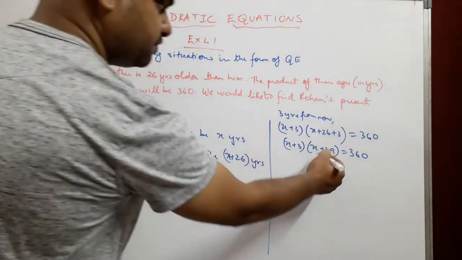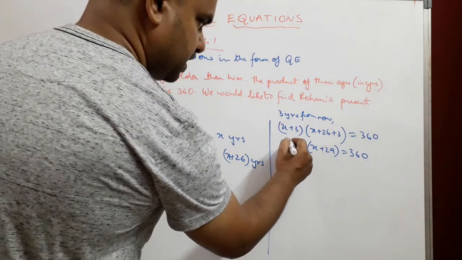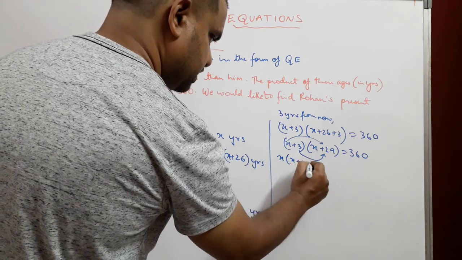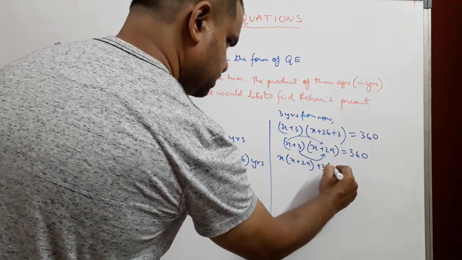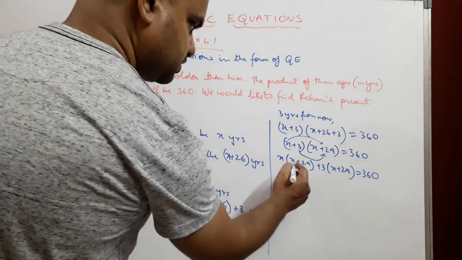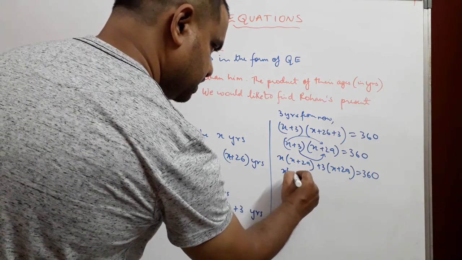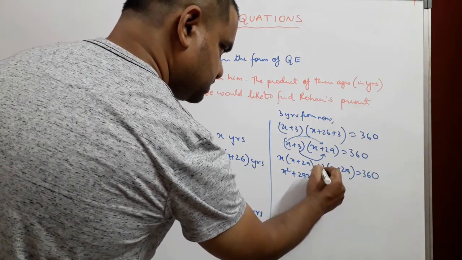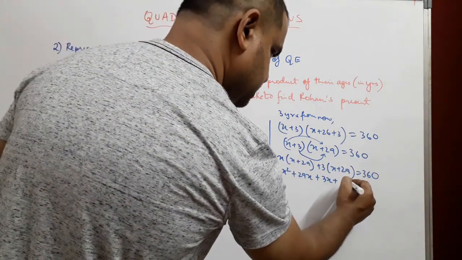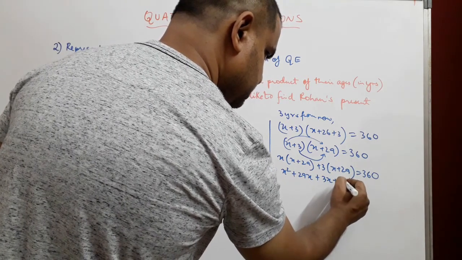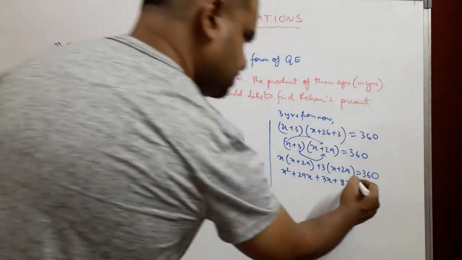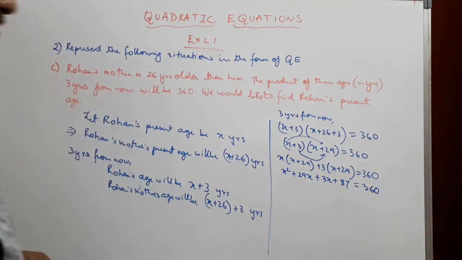So we open this bracket and we should get our quadratic equation. So we'll multiply x into this entire bracket followed by 3 into this entire bracket. So x into x plus 29 plus 3 into x plus 29. X into x gives us x square, x into 29 will give us 29x, plus 3 into x gives 3x, and 3 into 29, 3 9s are 27, 3 2s are 6, sorry, this will be 7, so 87. Everything is equal to 360.